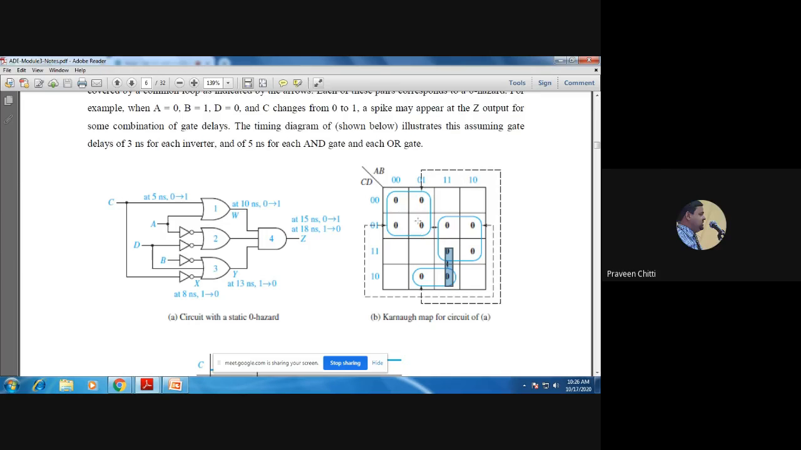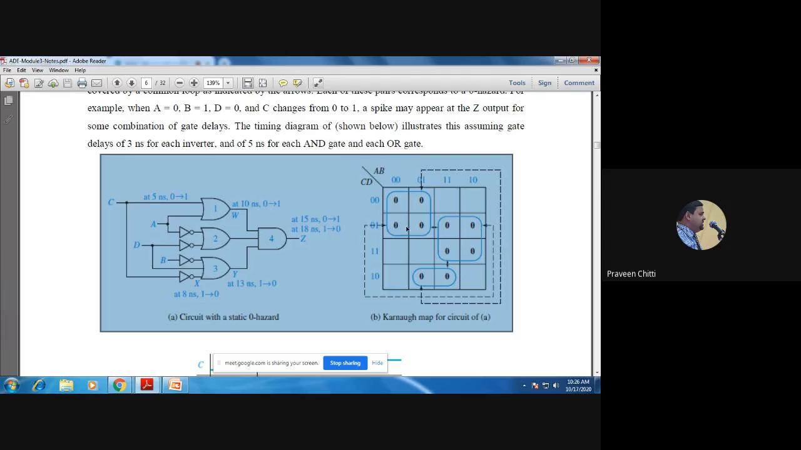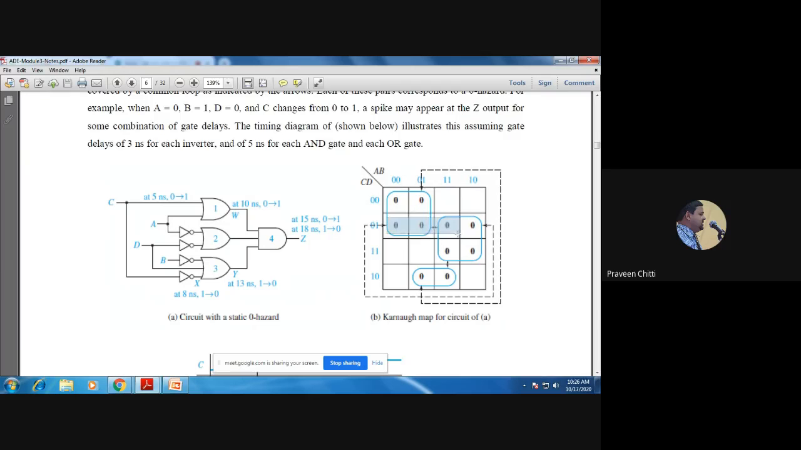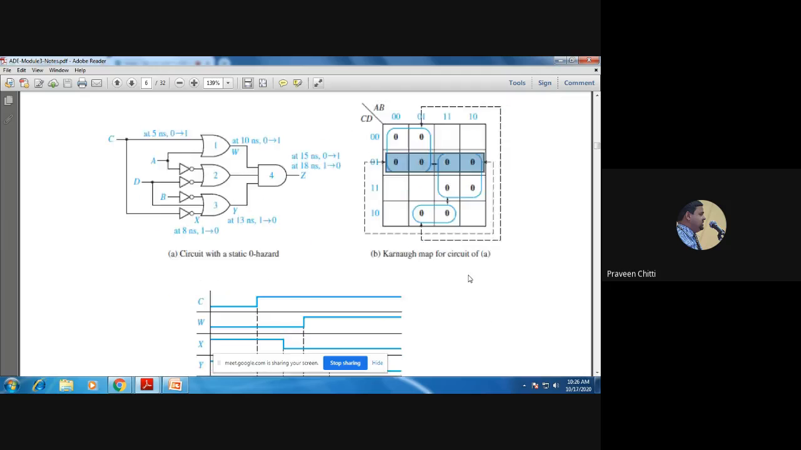Now these two are adjacent, we need to form a pair. But at the same time, this and this we also need to form a pair. So instead of forming a pair, here you can form what? A chord. Yes, because you have to form a pair between the middle two zeros and the outside two zeros. So instead of forming two pairs, you can combine all four and form one chord, so that you can eliminate the hazard.